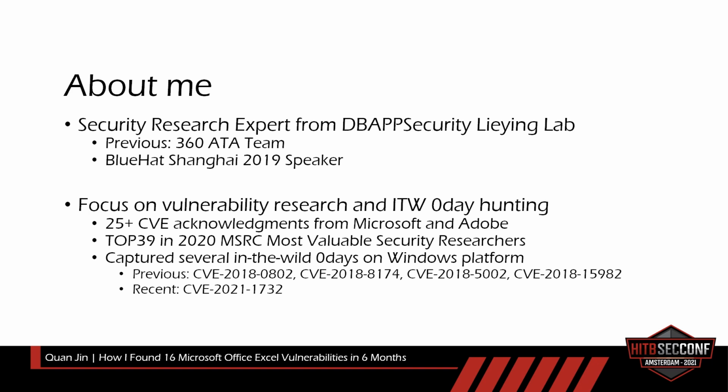The most recent in the wild 0 day we hunted is CVE 2021 1732. This is a Win32k privilege escalation vulnerability which affects Windows 10 1803 to Windows 10 20H2.